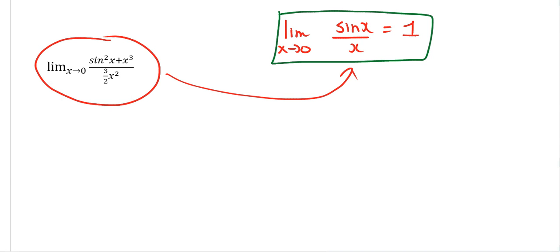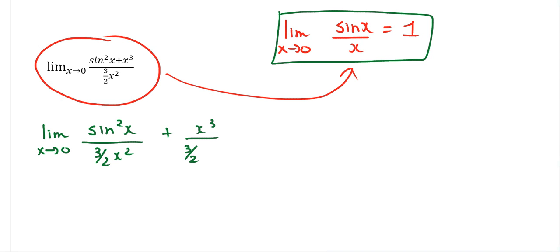Okay, so we have to apply some algebra here and break the problem up so that we can use our identity. What I would do for this kind of problem is separate this fraction into two separate fractions. So this is sine squared x divided by 3 over 2x squared, plus x cubed divided by 3 over 2x squared. So that's step number one: just break the fraction up into two separate fractions.